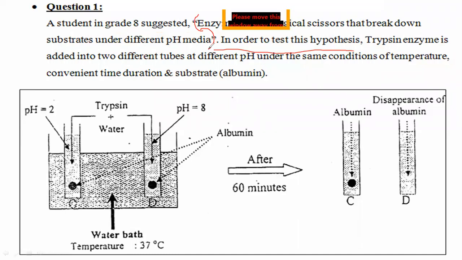In order to test this hypothesis, trypsin enzyme is added into two different tubes under different pH media. Same conditions of temperature, a suitable time duration, and substrate, which is the albumin. Already we talked that albumin is a protein. So we have two tubes, C and D.